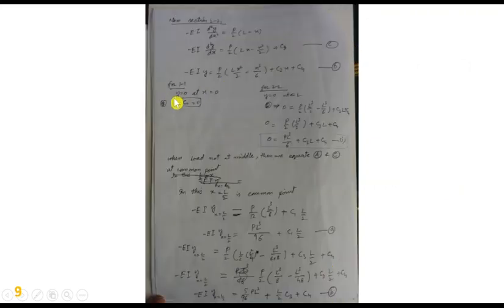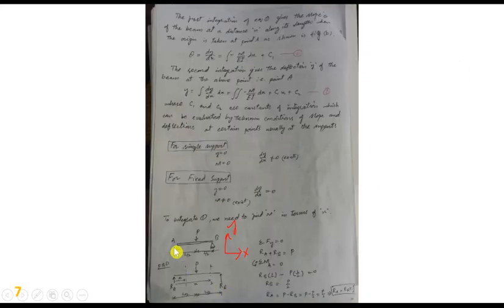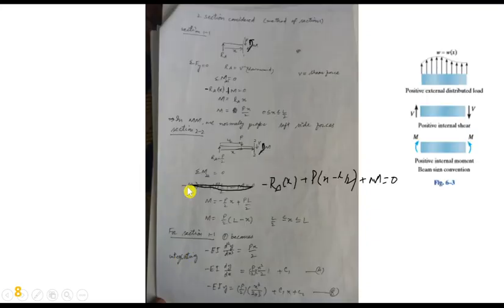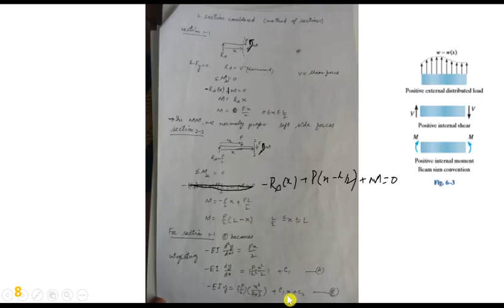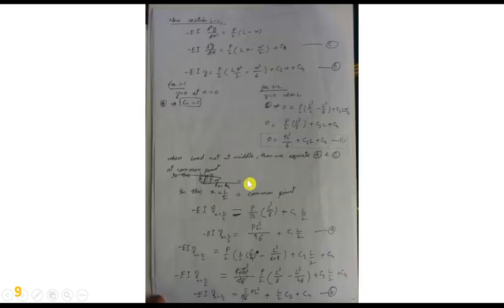For section 1, this is our beam. At this point the deflection is 0, y is 0 at x is equal to 0. So that is the boundary condition. When we put this in the equations, B gives us C2 is equal to 0. For section 2, y is 0 at x is equal to L.